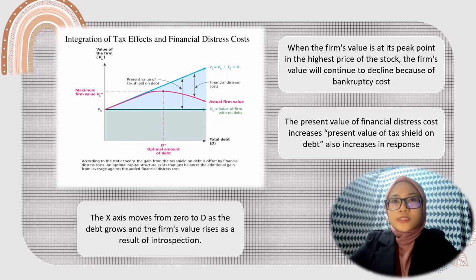What can we conclude from this static trade-off theory? The company can employ debt until it reaches its optimum point because the interest tax shield can raise the firm's value. However, after reaching the optimal position, the value of the firm will fall due to the increased cost of bankruptcy.